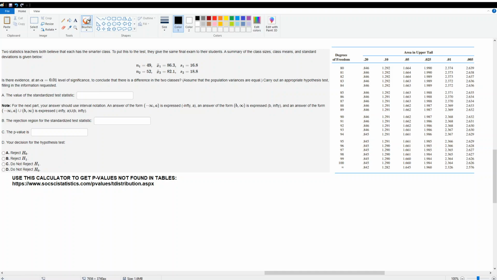All right, let's go over the answers. So now we can't use the nice cheap shortcuts we had. Our degrees of freedom will be equal to our 2 sample sizes added together, minus 2. So we have degrees of freedom of 99.